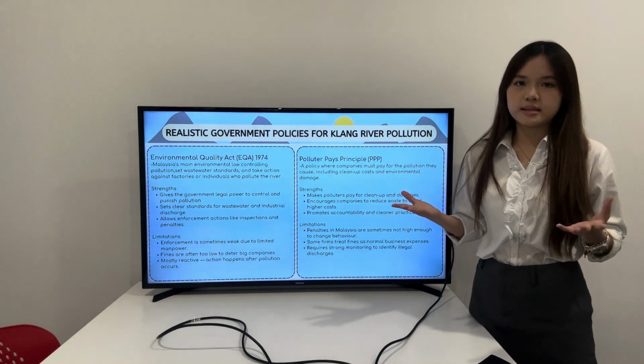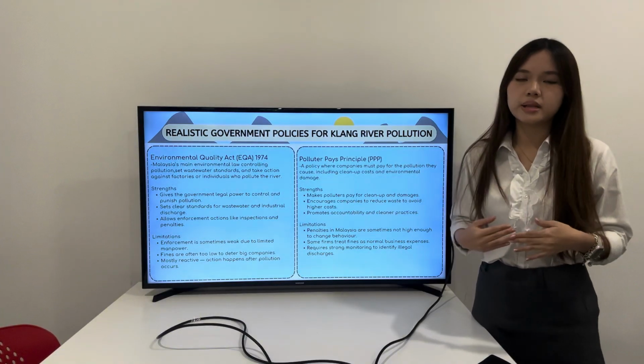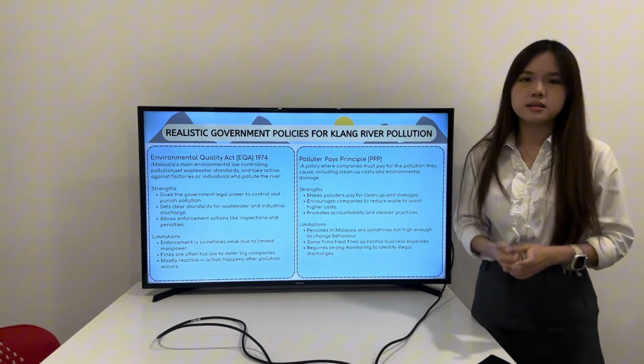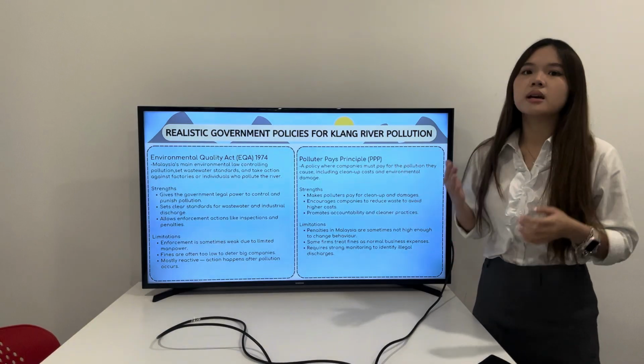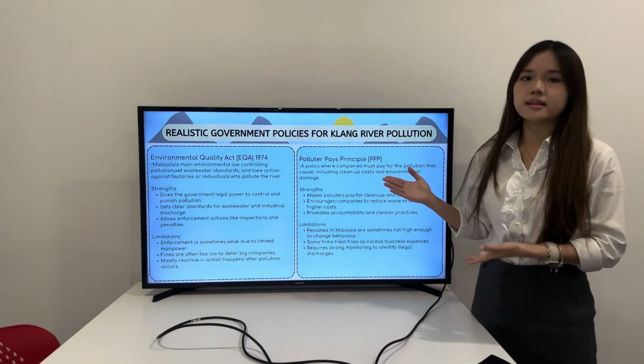Both policies are effective in theory, but in Malaysia, we need higher penalties, stricter enforcement, and better monitoring to truly make the policy effective enough to protect our Klang River.